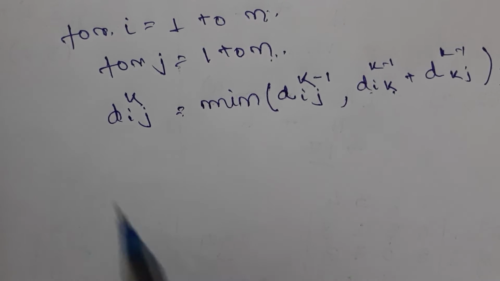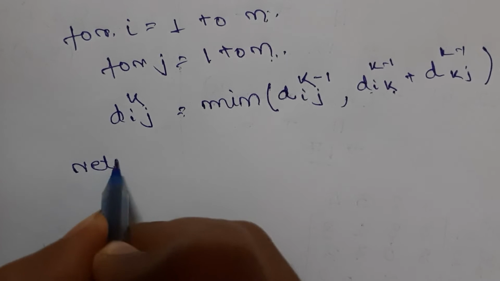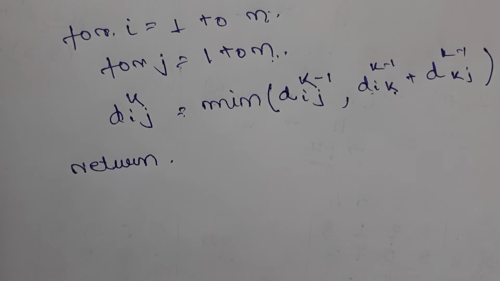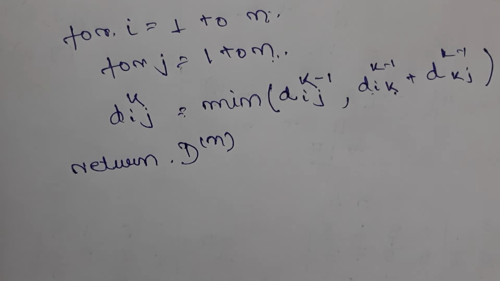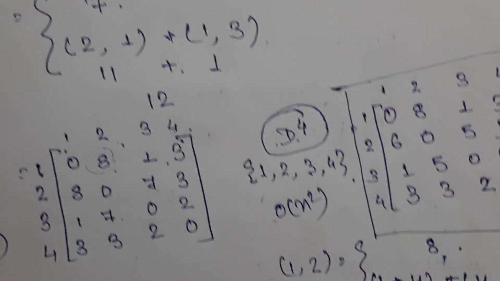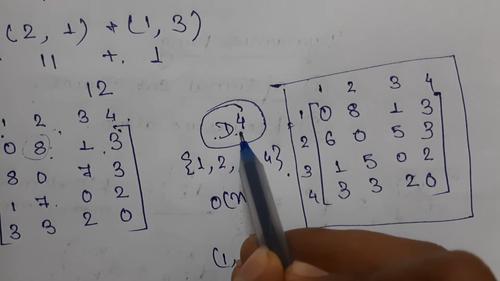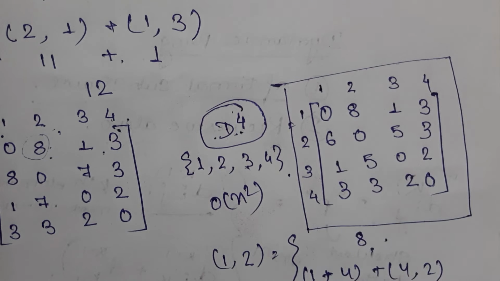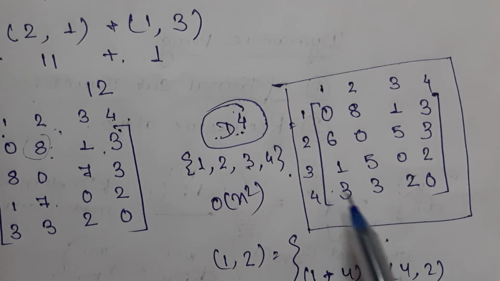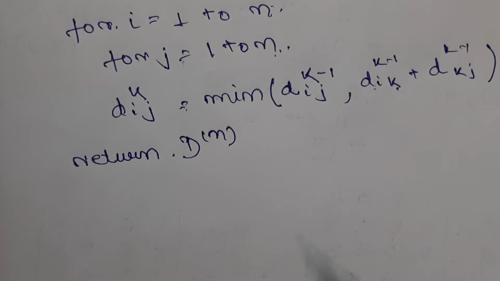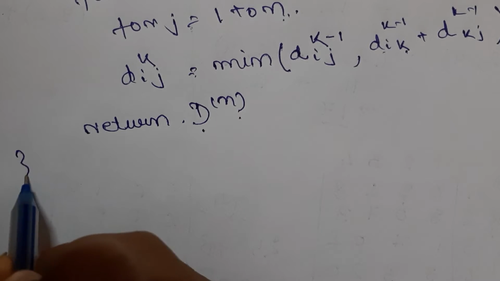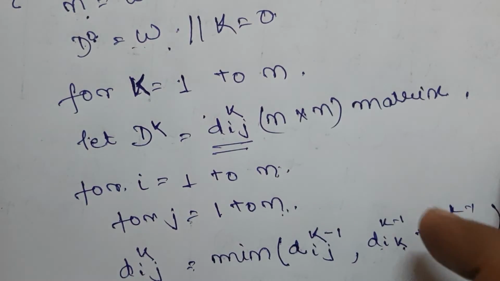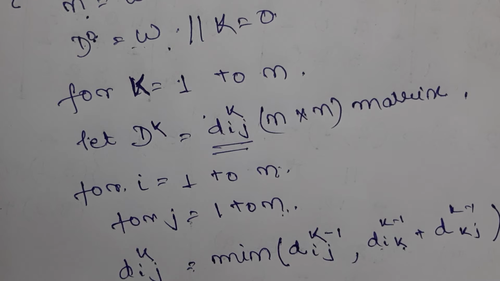Now what we need to return is d of n, or the last vertex. Why? Because, as we have seen in the example, d of n, or here d of 4, will give the final result. As we need the final result, we have to return d of n. Now this is the algorithm. I have discussed the whole algorithm. If you understand it clearly, then you need not memorize it.